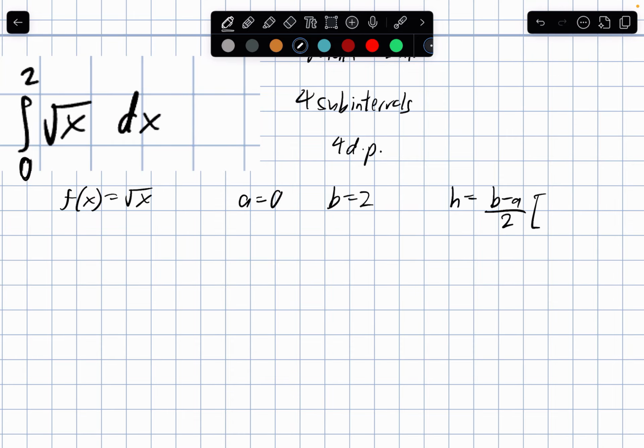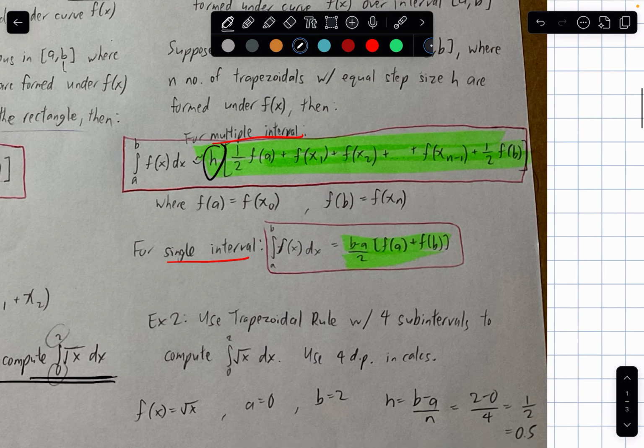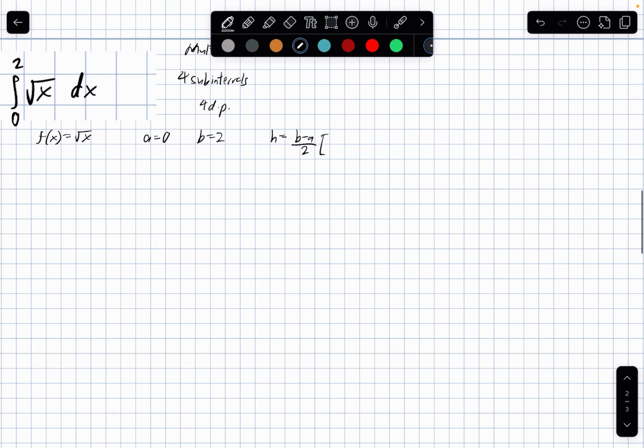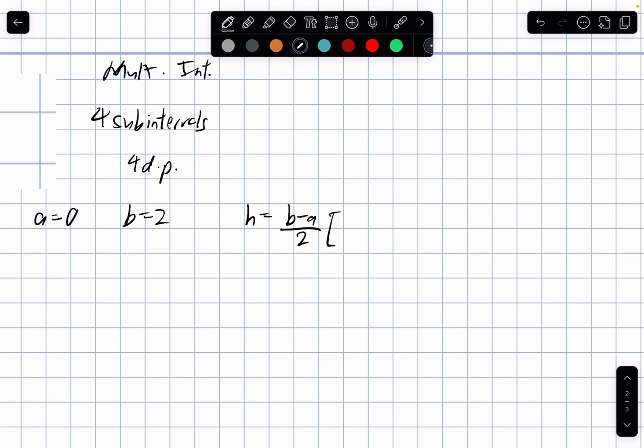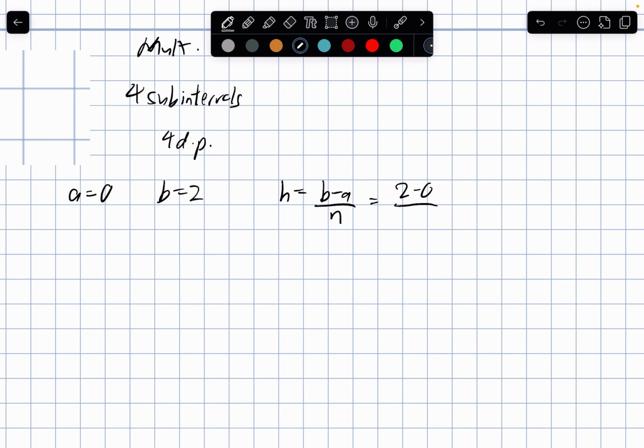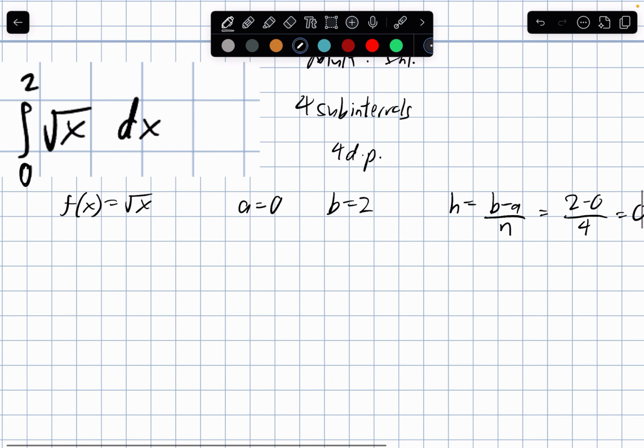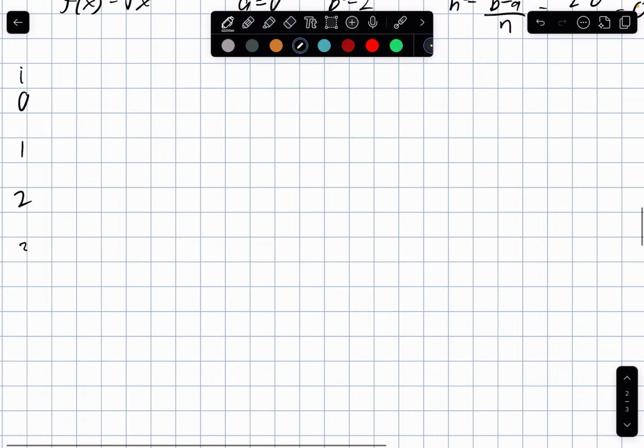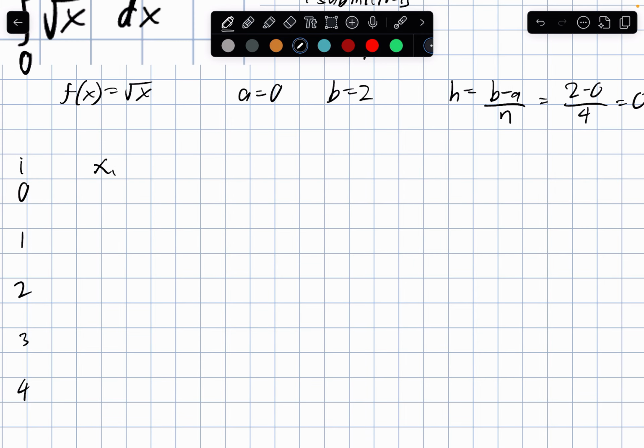The only difference is whether you use the shorter formula or the longer formula. So try na natin yung mas mahirap para masulit. So b minus a over n. In other words, the height, no? 2 minus 0 over 4 subintervals, this is still 0.5. Okay? So now that we have the height, let's move on agad to the iterations. Again, we start at 0, 1, 2, and then 3, and then 4. And then x sub I, and then f of x sub I.